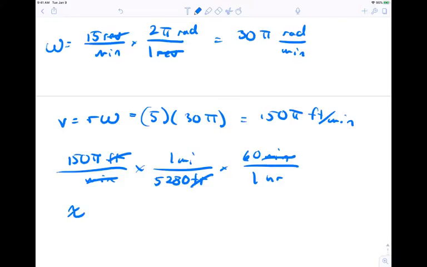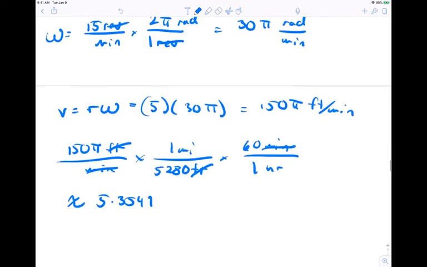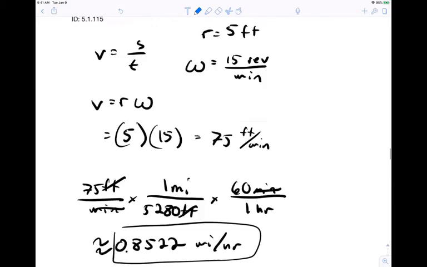Okay, let me see if this works. Hey Siri, what's 150 times pi times 60 divided by 5280? 150 times 3.1415 times 60 divided by 5,280 is about 5.3549. And then it probably says 2 decimal places. So approximately 5.35, and what are the units here? Miles per hour. Okay, I know that was a little bit roundabout.